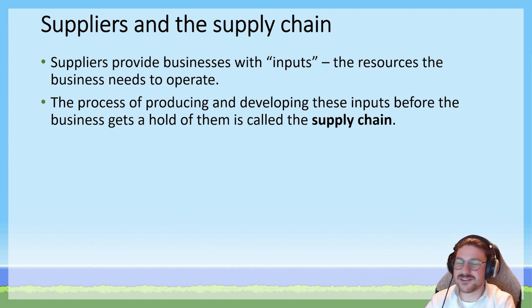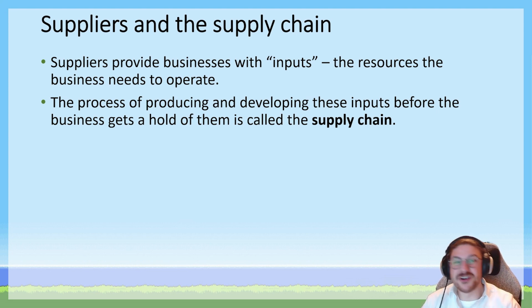And inputs can be described as whatever resources your business needs to be able to operate, to be able to produce the products or deliver the services that you sell to customers. In most cases, businesses will require the common inputs of water and electricity.